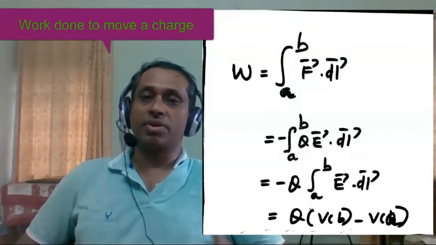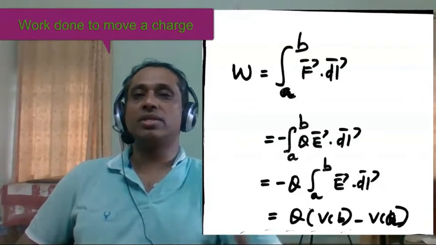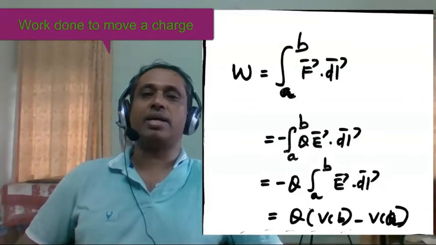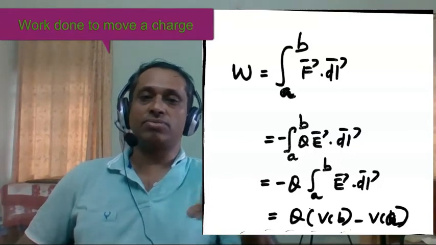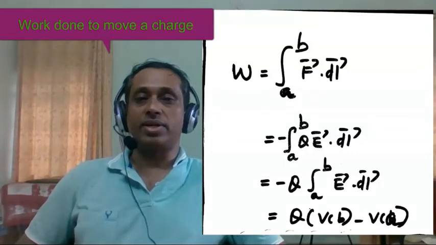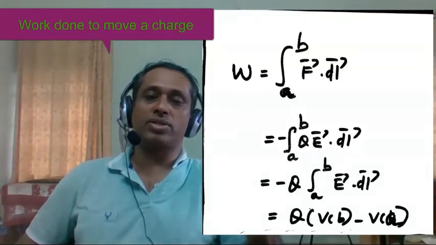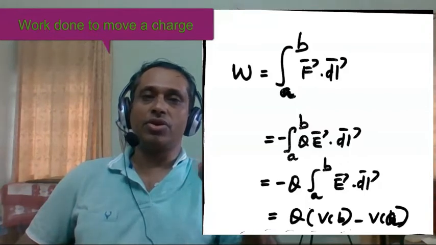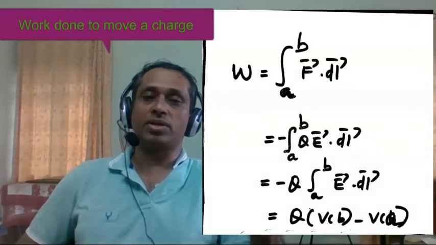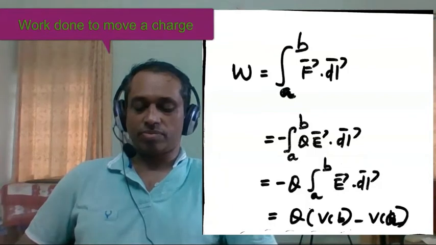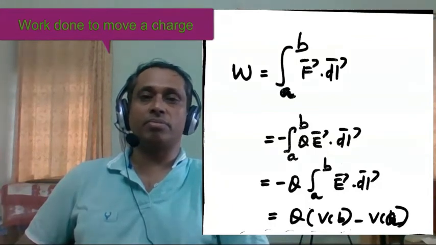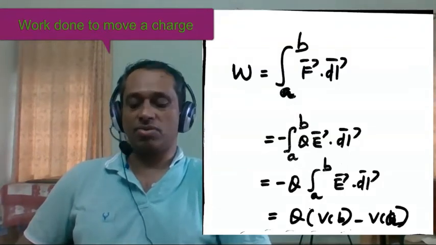We have defined the potential difference between 2 points as equal to minus integral A to B E dot dl. So the potential difference between 2 points B and A, V of B minus V of A, is equal to minus integral A to B E dot dl. So for minus integral A to B E dot dl, I am writing V of B minus V of A.